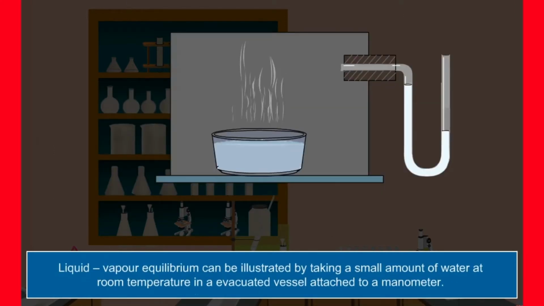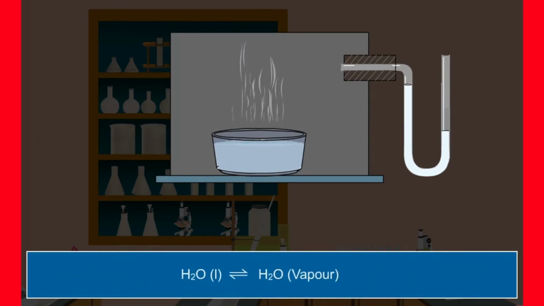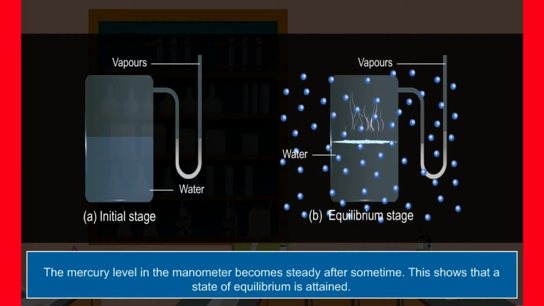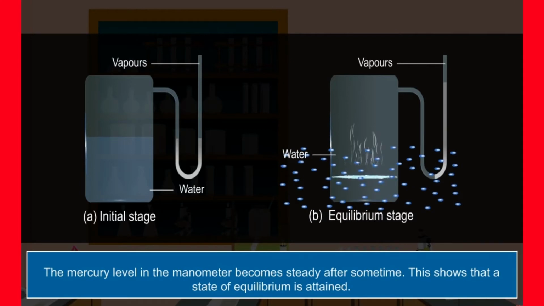Liquid vapor equilibrium can be illustrated by taking a small amount of water at room temperature in an evacuated vessel attached to a manometer. Due to evaporation of water, a pressure is developed in the vessel and the mercury level in the manometer rises gradually. The mercury level in the manometer becomes steady after some time. This shows that a state of equilibrium is attained.